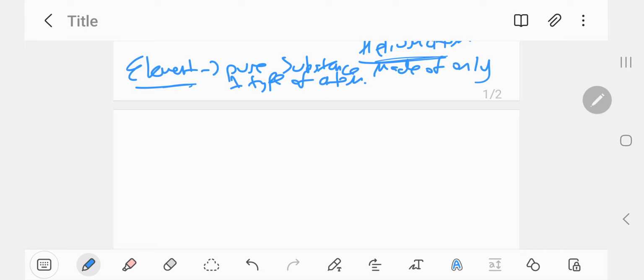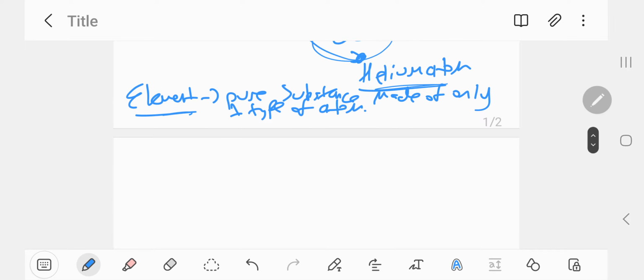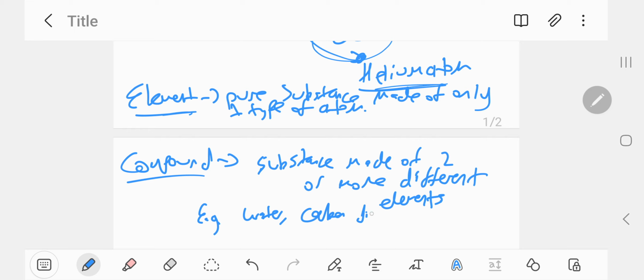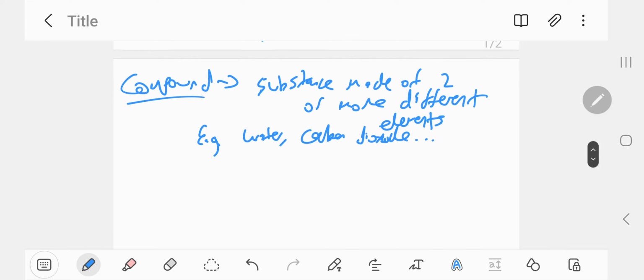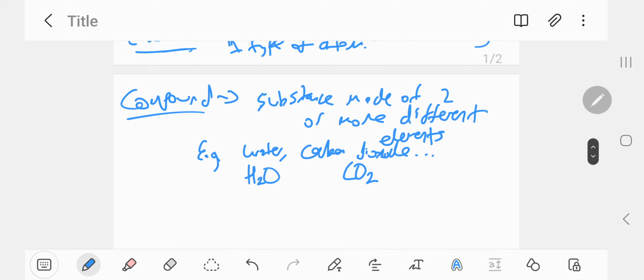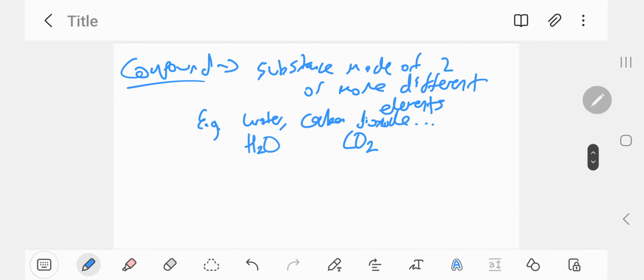Okay, they're elements. Compounds are actually made of two or more different elements. Okay, for example, water. So a compound, I should write, is a substance made of two or more different elements. So for example, water, carbon dioxide. Okay. So water is made of hydrogen and oxygen, also written as H2O. Carbon dioxide, CO2, it's made of carbon and oxygen. So that's the basics of atoms and elements, compounds.